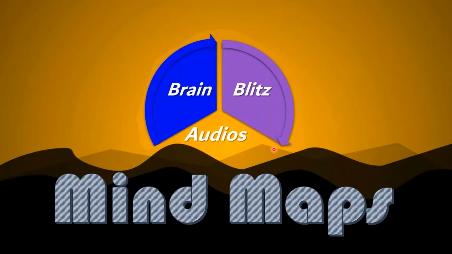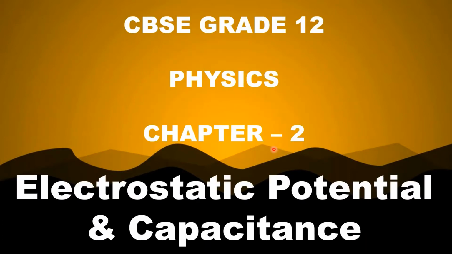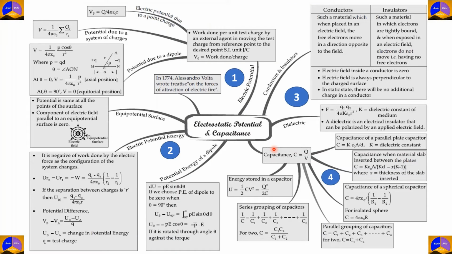And today we'll be looking at the mind map of the chapter Electrostatic Potential and Capacitance. This is the second chapter in the physics syllabus of grade 12 CBSE. Mind maps are a great way to revise chapters in a fast manner. These are effective during last-minute revisions for your grade 12 board exams.